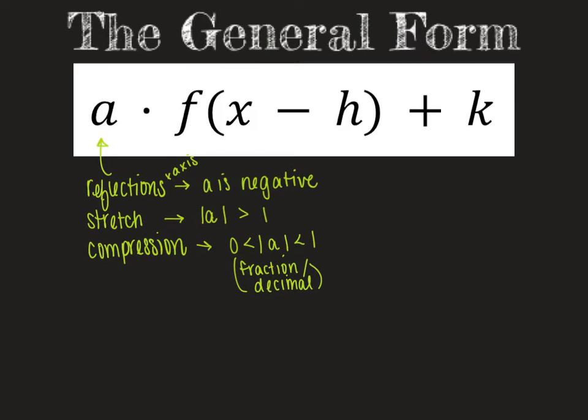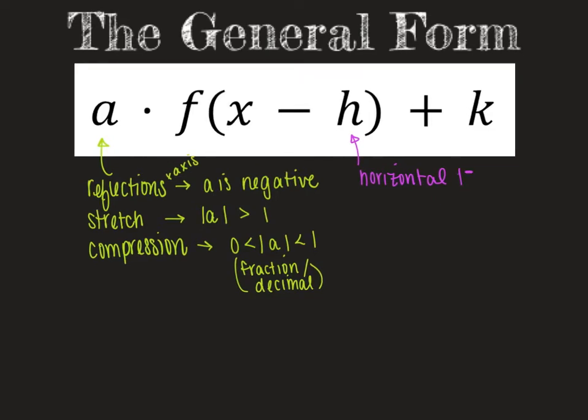So that's our A here. It's telling us if it's reflected over the x-axis. It could tell us if it's stretched. It could also tell us if it's compressed. Let's talk about our H. So when we're looking at H, this one is a little strange because it's going to be a little bit of opposite thinking. So H is for horizontal movements. So horizontal translations.